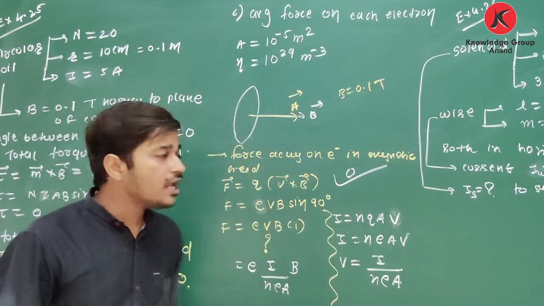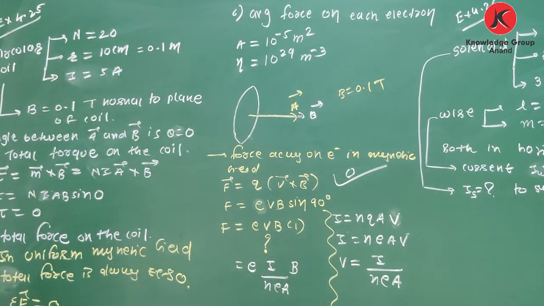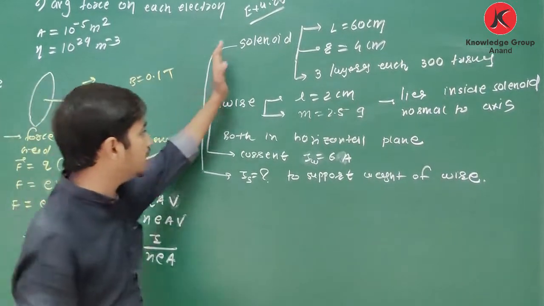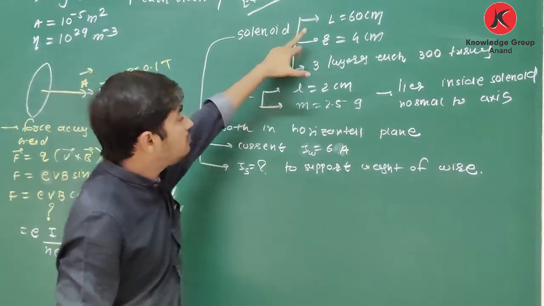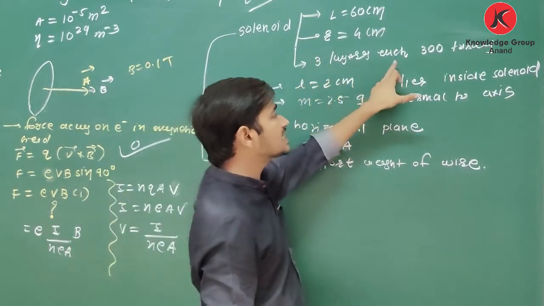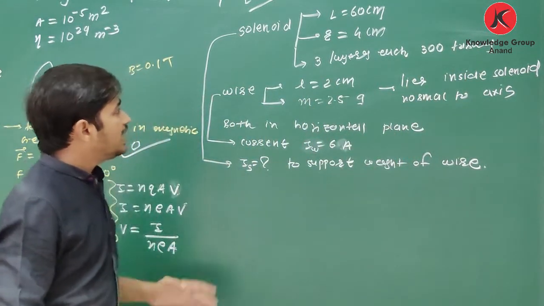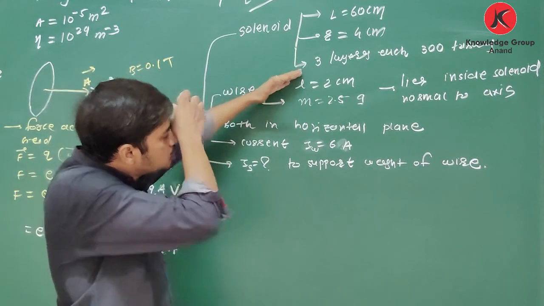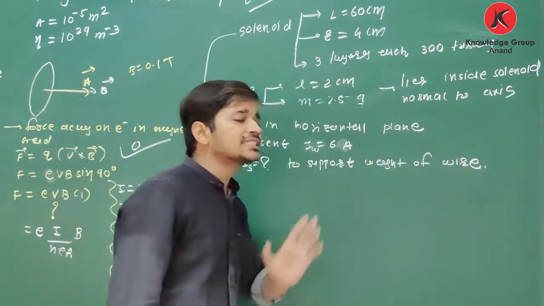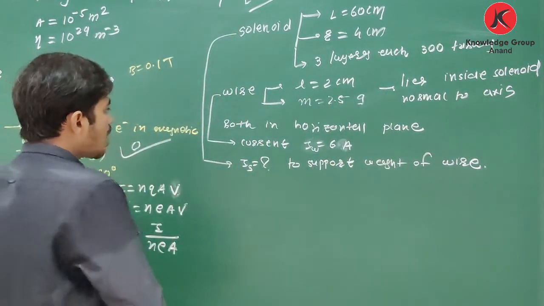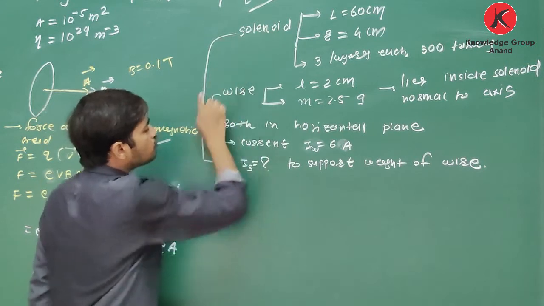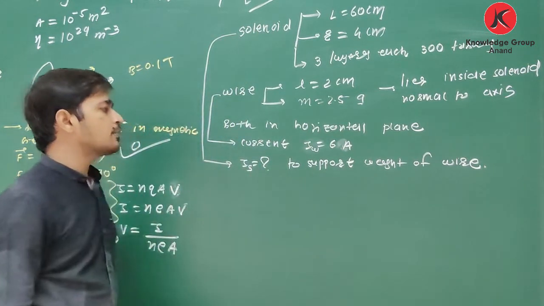Clear about this? Okay. Now the next question, exercise 4.26. See the data. One solenoid having length 60 centimeter, radius 4 centimeter, having 3 layers, each having 300 turns. In this solenoid, a wire having length 2 centimeter and mass 2.5 gram lies inside the solenoid normal to its axis, both in the horizontal plane. The current flowing through the wire is 6 ampere. You have to find what current flowing through the solenoid will support the weight of the wire.